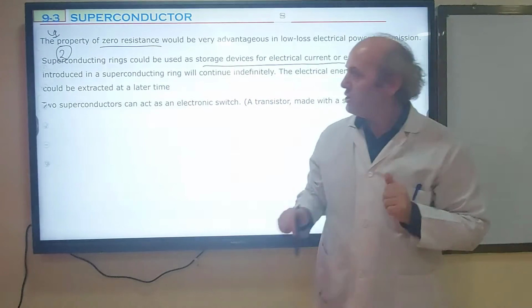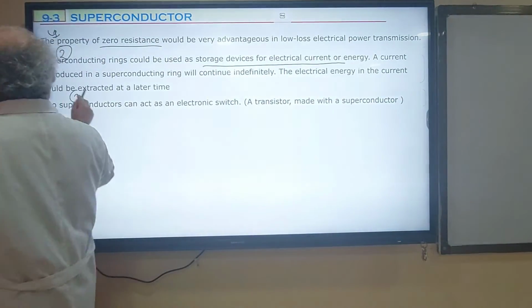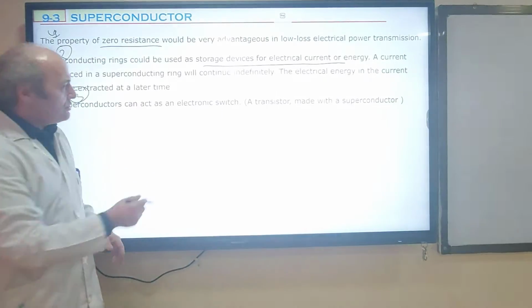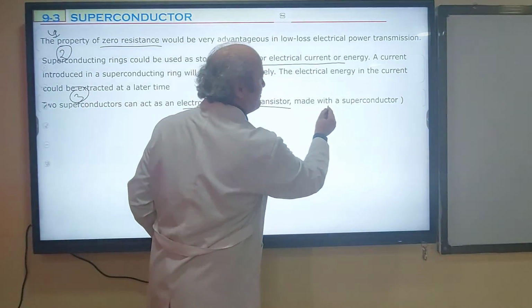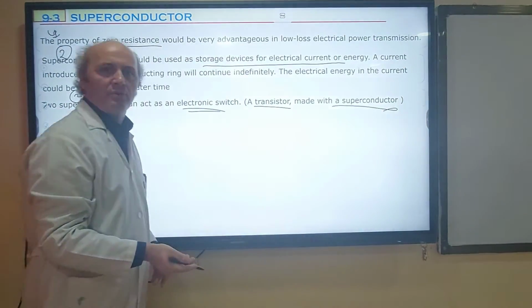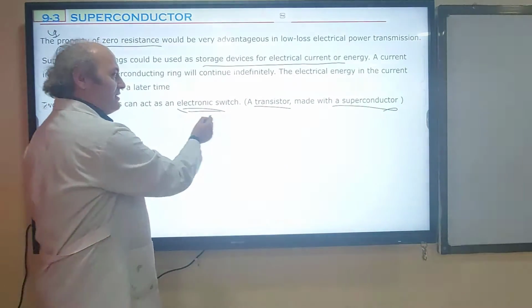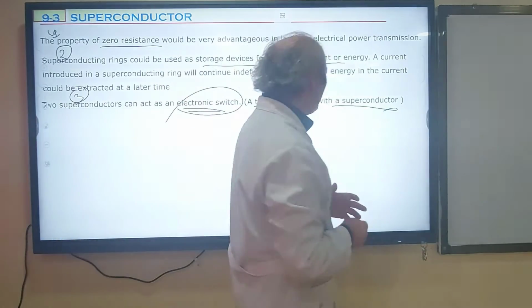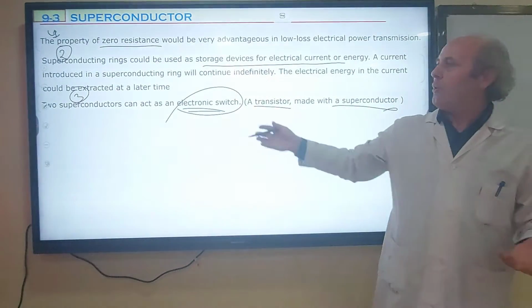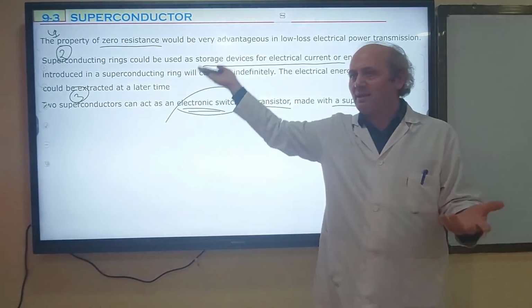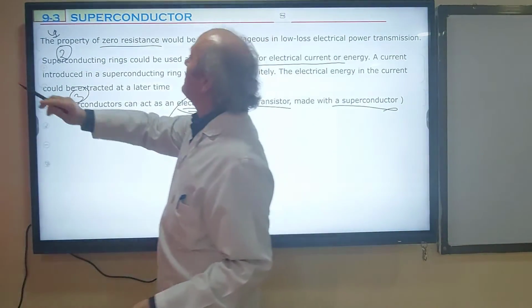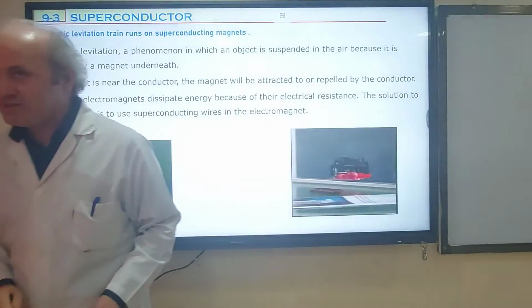Third one, superconductors can act as an electronic switch. An electronic switch is a transistor made with superconductors. This is not explained in your book. It's just the name that is given. I searched the internet. It is a transistor with a superconductor. Only know that superconductors are rare. This is enough. But the fourth use of the superconductor is very important.